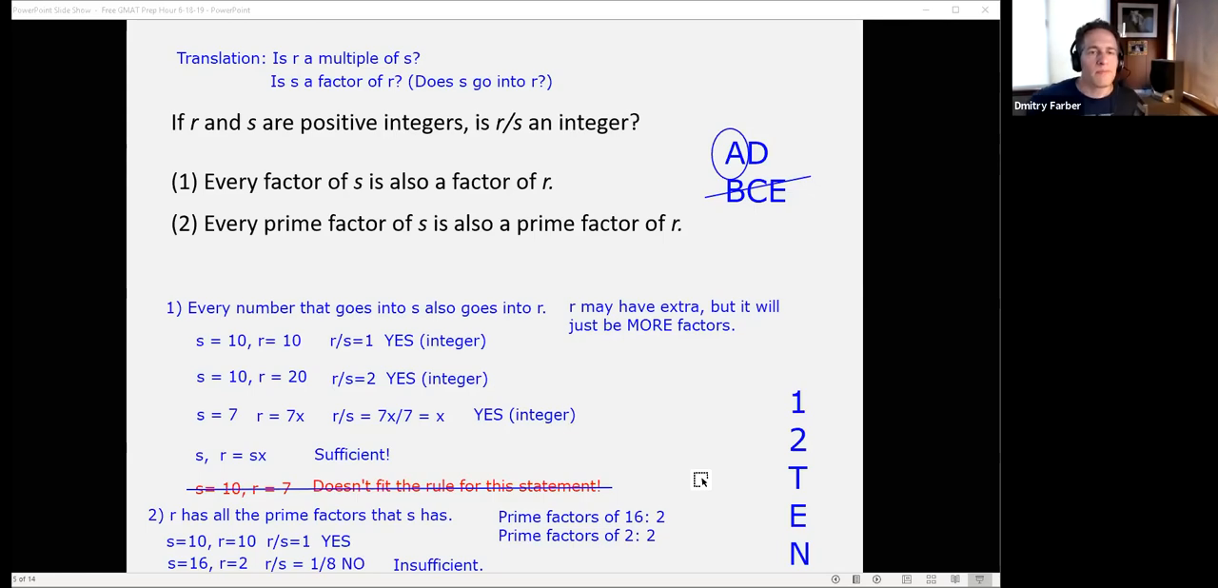They're immediately going to say, oh, they're asking if S goes into R. Statement 1 says that R has all of S's factors. Oh, S has to go into R. Statement 2 says R has all of S's prime factors, but it doesn't say how many of each, so insufficient, A. And they could get that done very quickly. So in that sense, it could be easy for the right person.